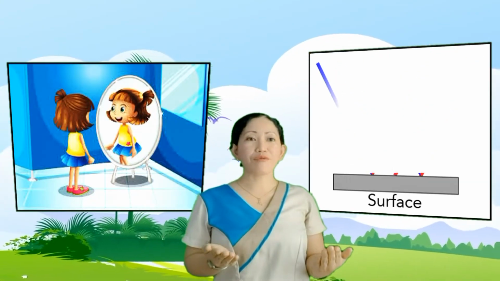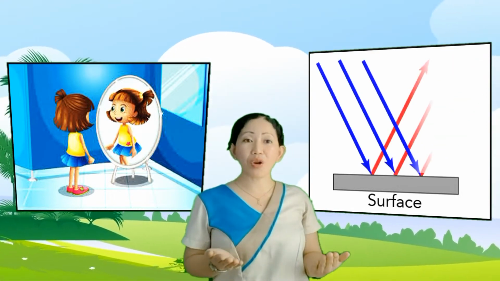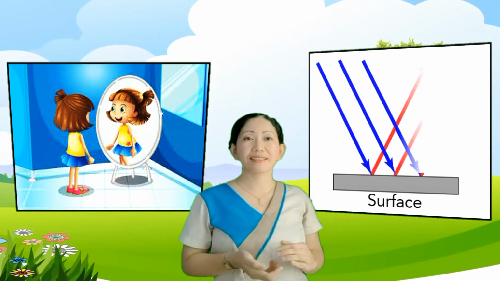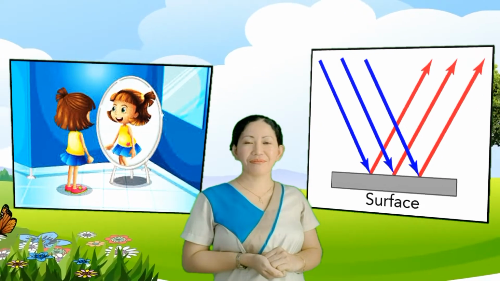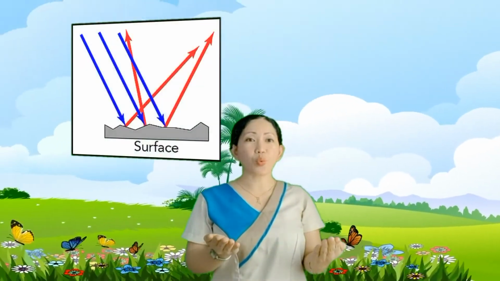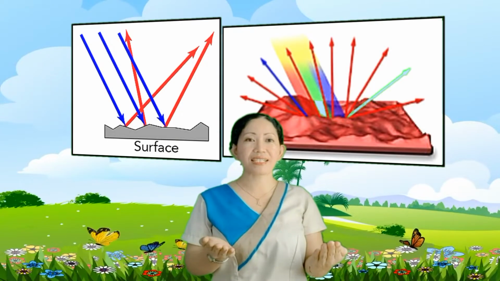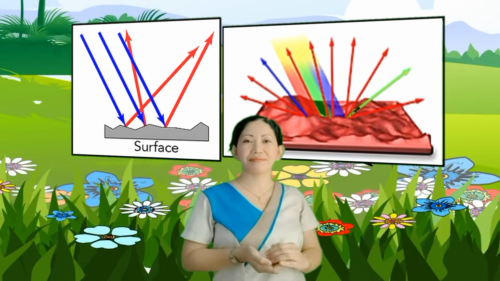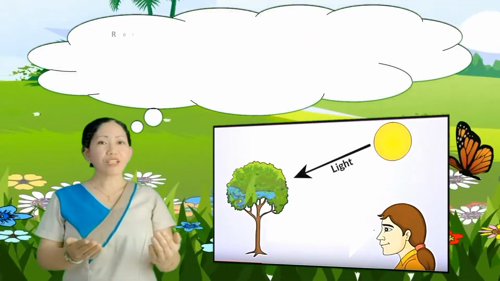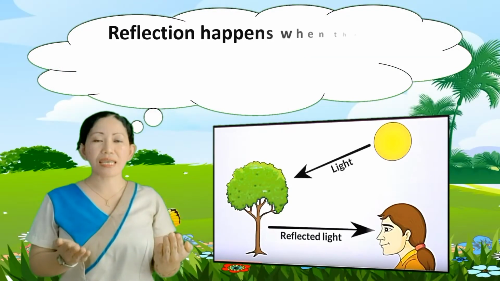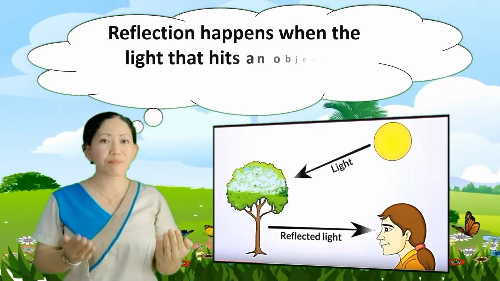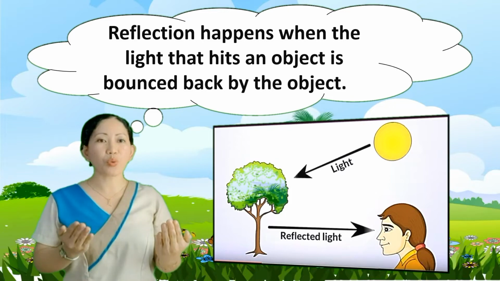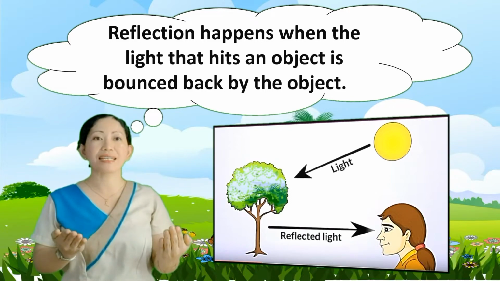Some objects with flat surfaces, like mirrors, reflect light in a straight, predictable way. Some objects with uneven surfaces, like rocks, reflect light in a scattered way. Reflection happens when the light that hits an object is bounced back by the object. When we see an object, what we are seeing is the reflected light.